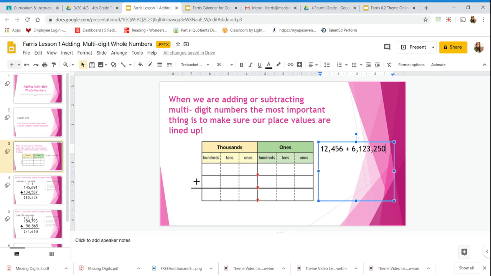So, if I'm putting these numbers over here, I need to know that the ones place is my 6, and that's going right here. And my ones place, the second number, is my 0, and that's going right here.